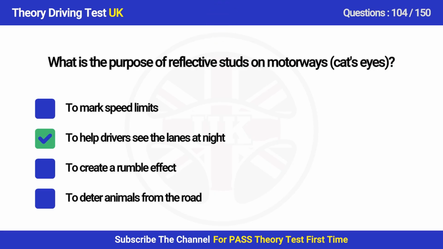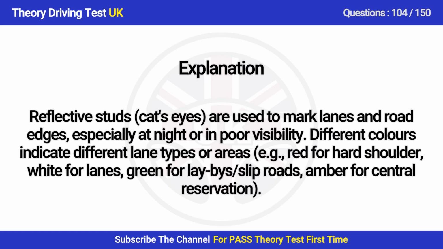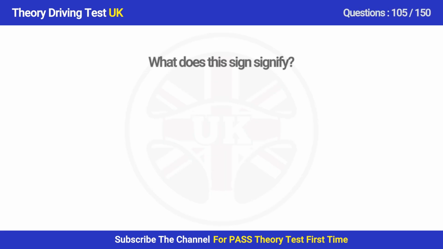Answer is B. To help drivers see the lanes at night. Reflective studs, cat's eyes, are used to mark lanes and road edges, especially at night or in poor visibility. Different colors indicate different lane types or areas, e.g., red for hard shoulder, white for lanes, green for slip roads, amber for central reservation.